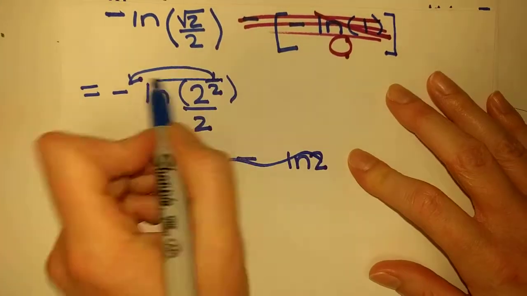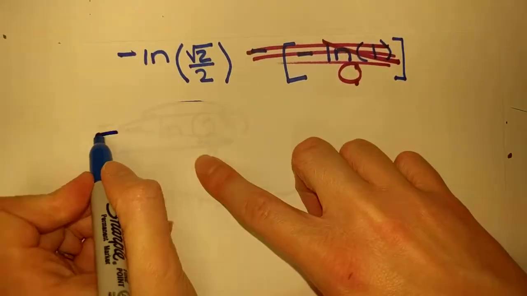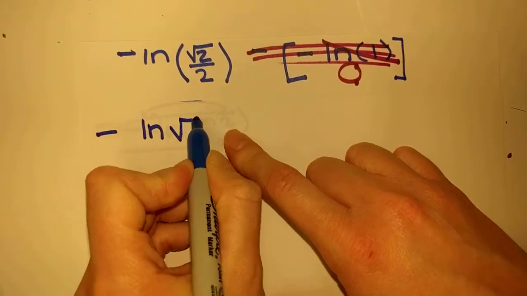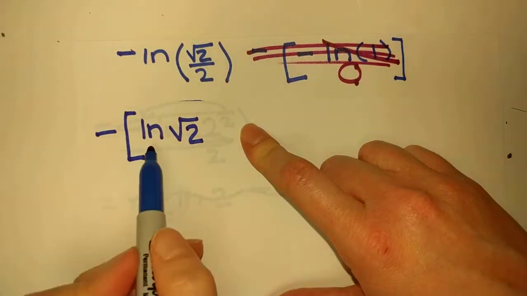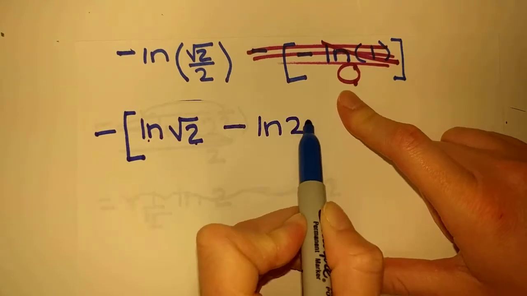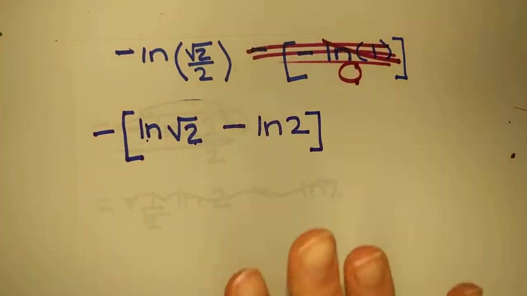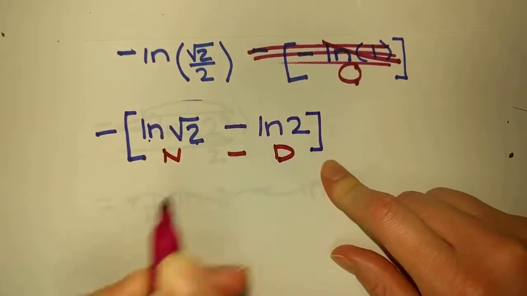Let me go back, I apologize, just really quickly here. So you're dealing with this, okay? So you have this minus sign, you have this natural log square root of 2, and you would probably start by dealing with the denominator. So you'd have natural log square root of 2 minus natural log of 2, okay? So just to be very clear, this is our numerator minus our denominator.